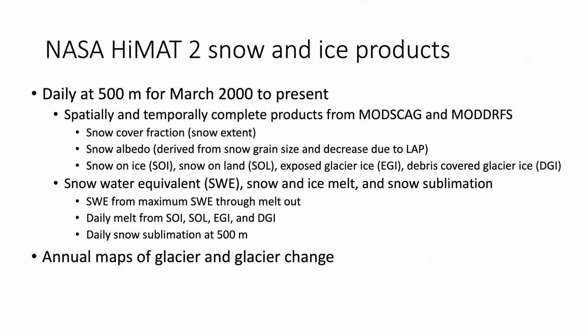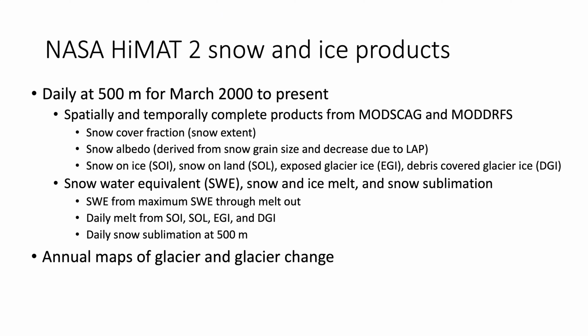Now that we've reviewed machine learning methods and shown examples for snow cover, snow grain size which drives snow albedo, and SWE, we are going to show some data that we'll be generating in the next year as part of the NASA project called HiMAT-2. Many of these products will be familiar from our previous lectures, and there is one set of new products we'll introduce.